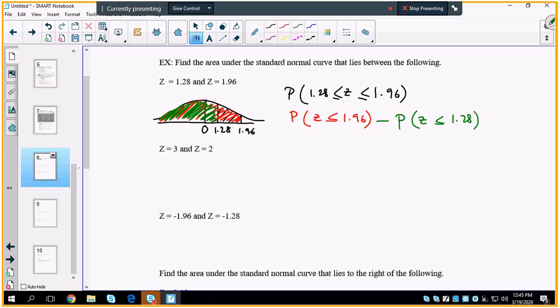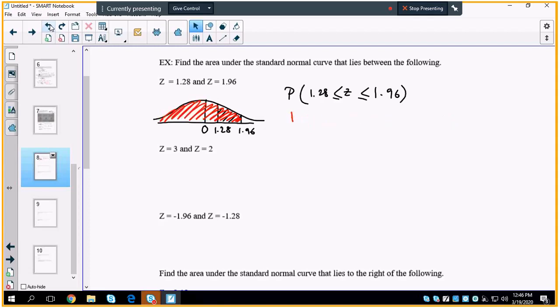So the general process, if I'm finding the area between two z-scores, I find the area to the left directly from the table of the higher z-score, subtract the area to the left directly from the table of the lower z-score, and I get my required area. See, if you subtract the green region from the red, you get your desired region which you wanted to compute in black. So I will rewrite that one more time.